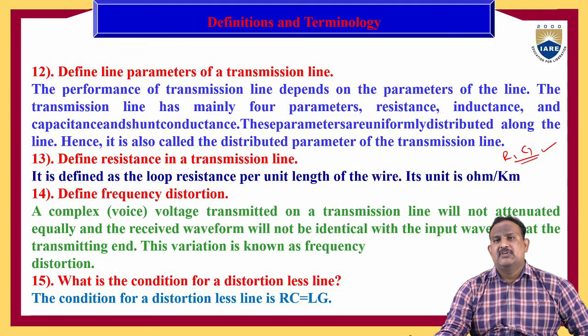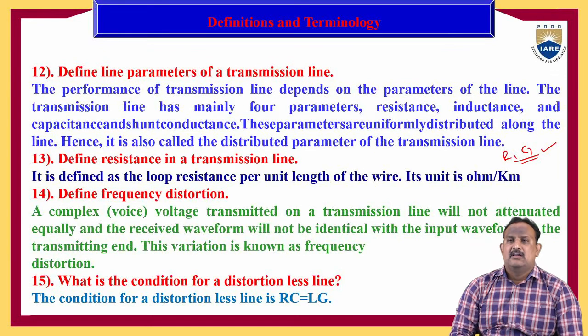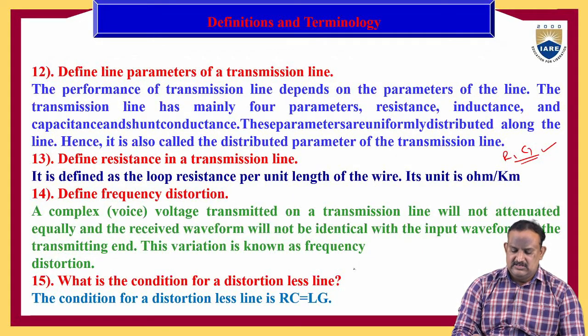What is the condition for a distortionless line? The condition for a distortionless line is RC equal to LG. RC is equal to L into G, or we can write R by L is equal to G by C. This is the condition for a distortionless line.